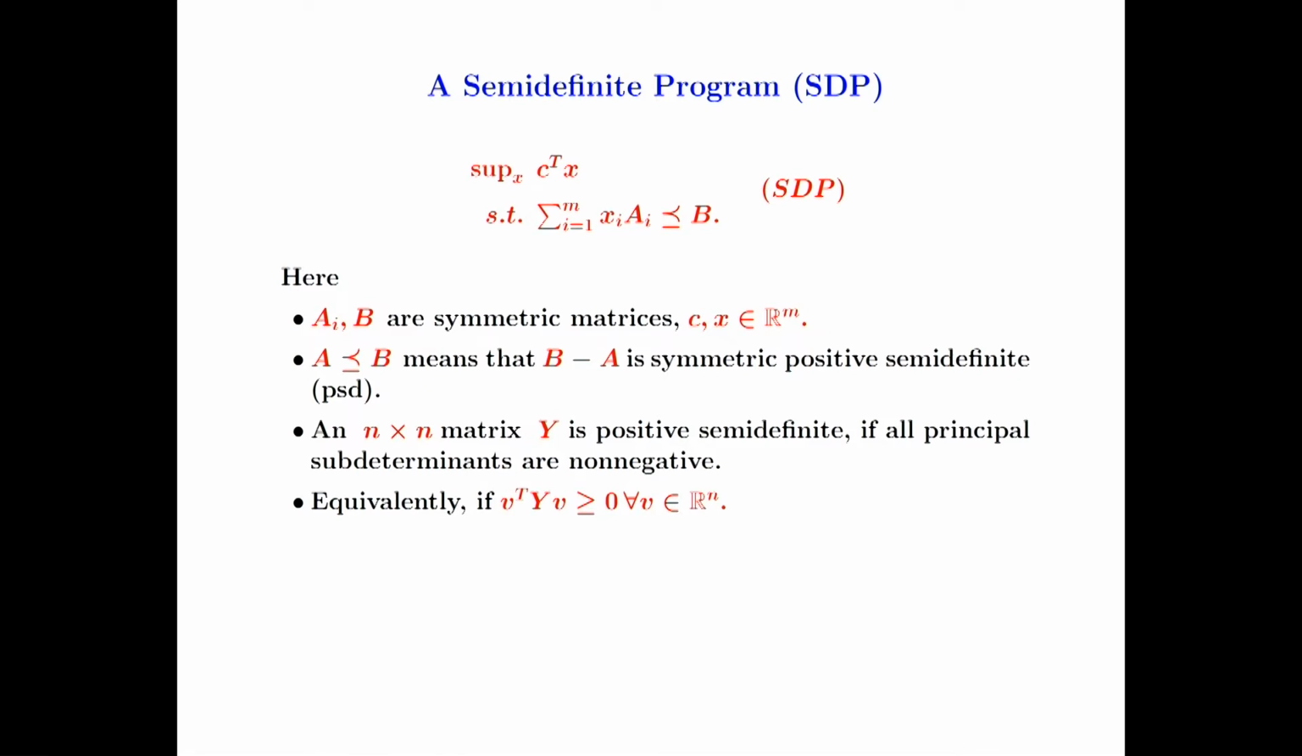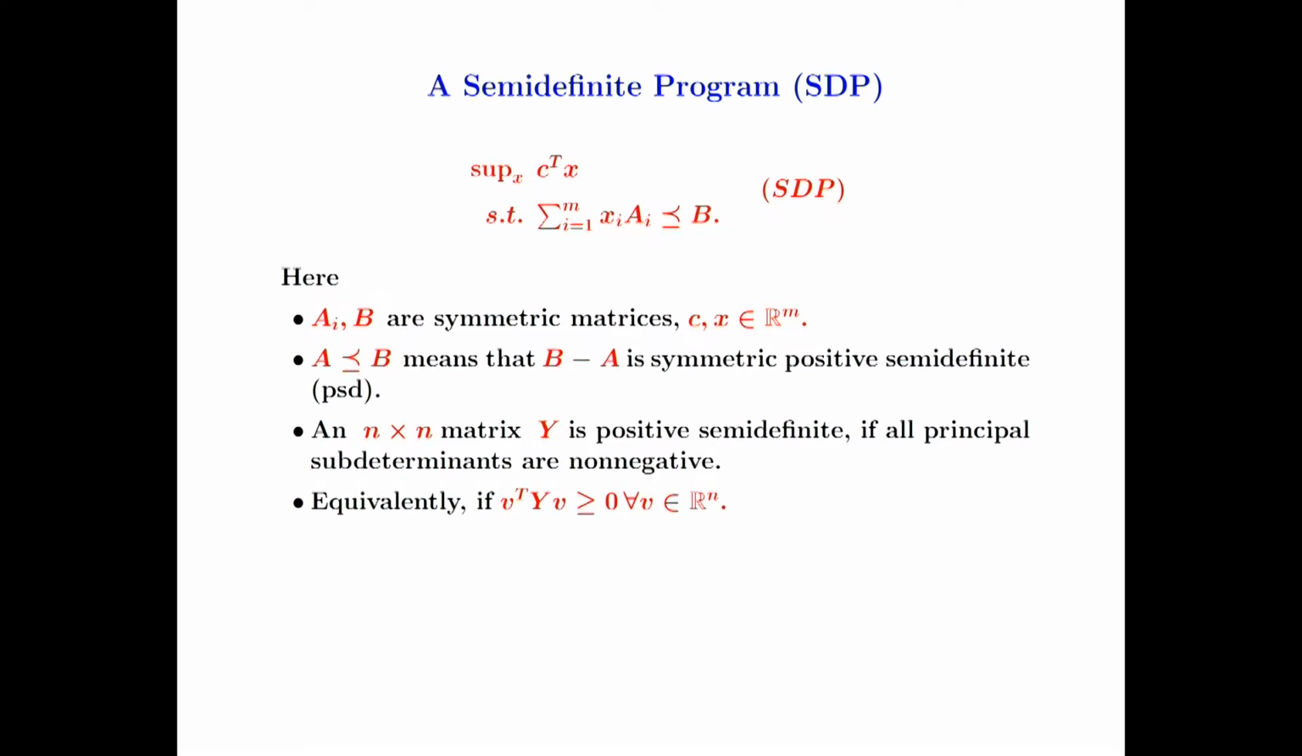What that means is that A less than or equal to B means that B minus A is positive semi-definite. And everything is symmetric, of course. So this constraint means that B minus the sum of x_i A_i is positive semi-definite. An n by n matrix Y is positive semi-definite if the principal subdeterminants are non-negative. I take the principal subdeterminants and those have to be non-negative. An alternative definition is if I take this quadratic form, v transpose Y v, that's non-negative for every vector v. So this is a semi-definite program.